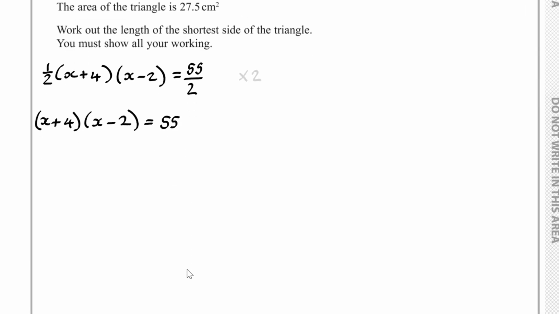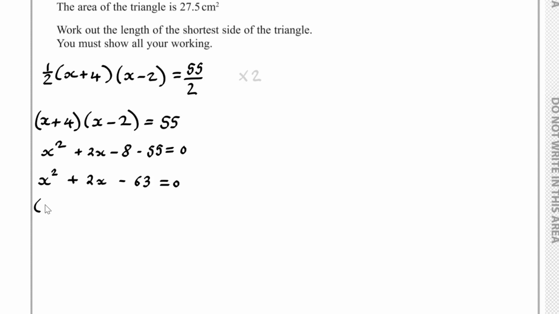And if we expand and simplify the left hand side, x times x gives x squared, x times minus 2 gives minus 2x, and 4 times x gives 4x. So minus 2x plus 4x is 2x. 4 times minus 2 is minus 8. And if I take this 55 over to the other side, you can see x squared plus 2x minus 8 minus 55 is equal to 0. Now if we tidy all this up, we have x squared plus 2x minus 63 equals 0.